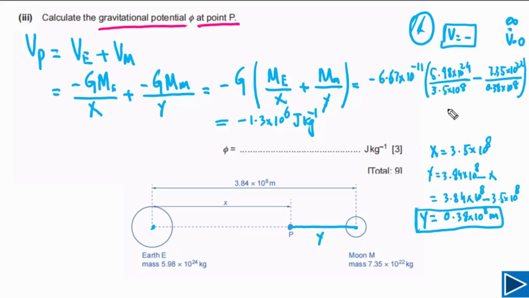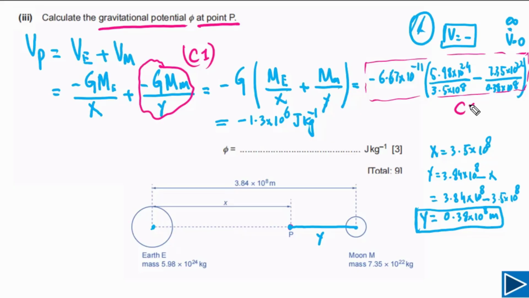The first mark is if you have written, for the moon, for example, the gravitational potential of the moon. If you have written this formula and plugged in values, you will get 1 mark, and this is a C mark. The second C mark you will get if you have written the gravitational potential of the moon and our planet, which means you have done this step. And the third mark is the answer mark. If you have got the right answer, you will get the third mark, and this is an A mark. This is how marks will be awarded for this question.